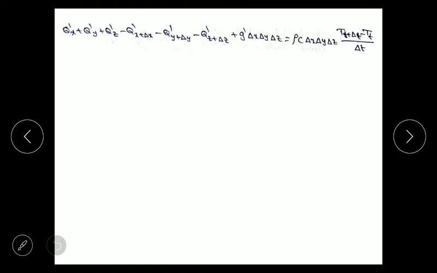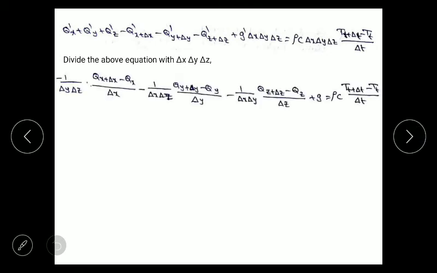Now let's rearrange this equation and divide the entire equation by delta x, delta y, delta z. The rearrangement is done in such a way that all x terms are a set, all y terms are a set, and all z terms are a set. So here you can see all x terms as a set, all y terms as a set, all z terms as a set, and the equation is divided by the volume delta x into delta y into delta z, so that delta x, delta y, delta z get cancelled here.